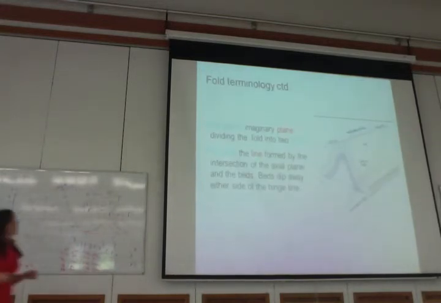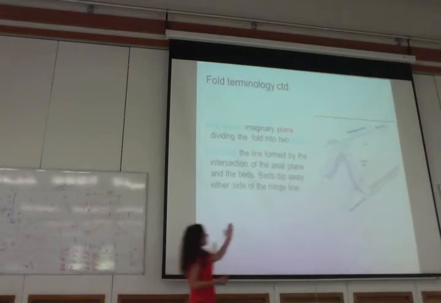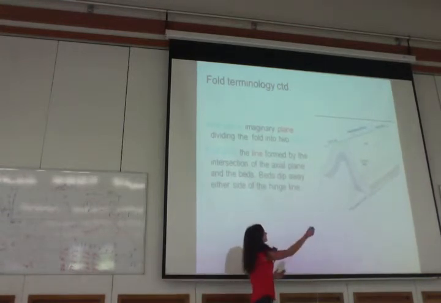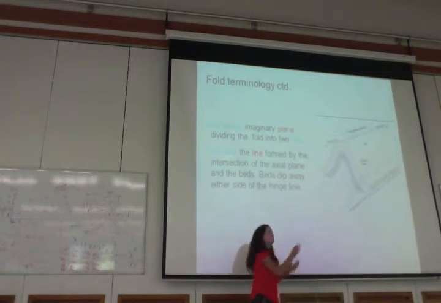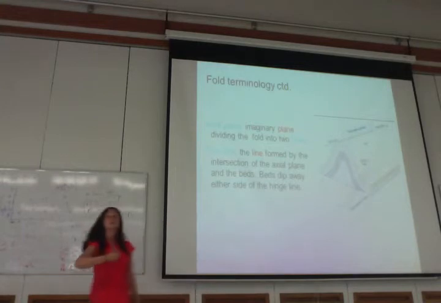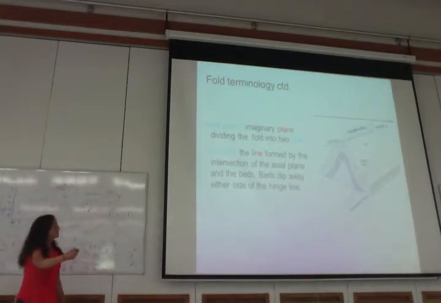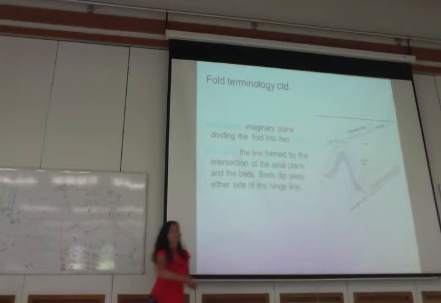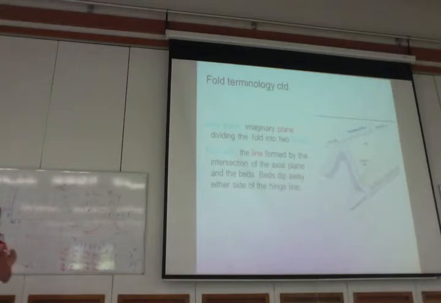So just some more terms. We talk about a plane that dissects the fold in two. A plane that dissects the two limbs in half, we call that the axial plane. And where that axial plane meets the surface of a bed up here, we call that the fold axis. So the fold axis is a line, the axial plane is two-dimensional, it's a plane. And the beds dip away from that fold axis. That defines the fold axis.